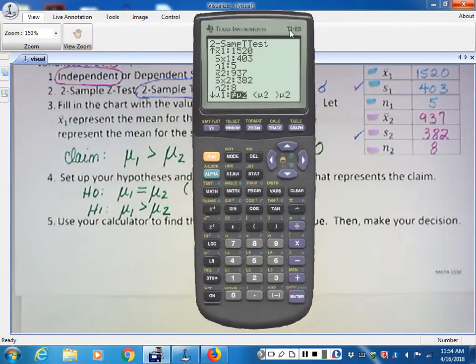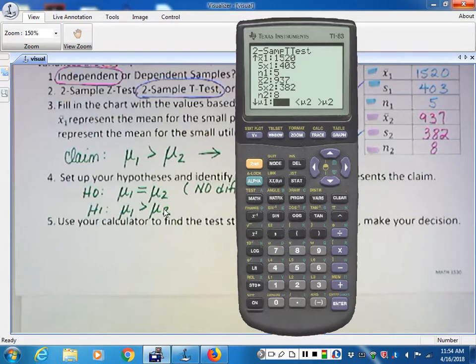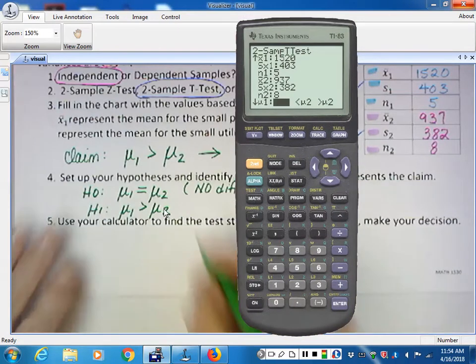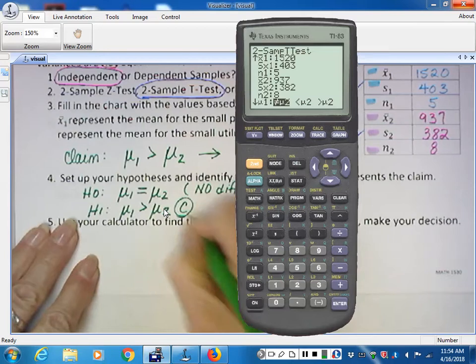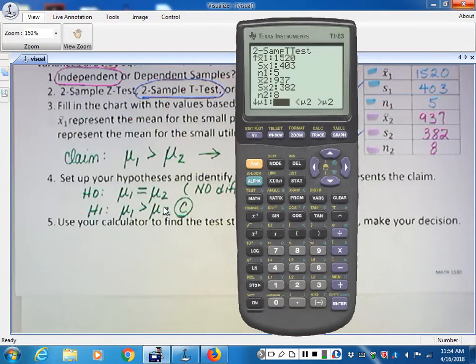And H1 is our claim. And the sign in the claim says the mean of group 1 is greater than the mean for group 2. And we're told not to pool the variances because they're not equal. So then we'll draw the picture and find out the test statistic and the p-value and see what we come up with.